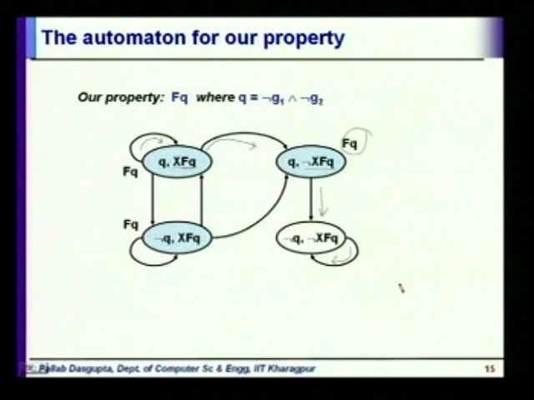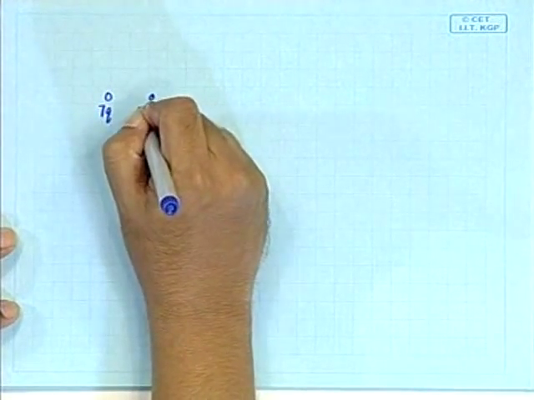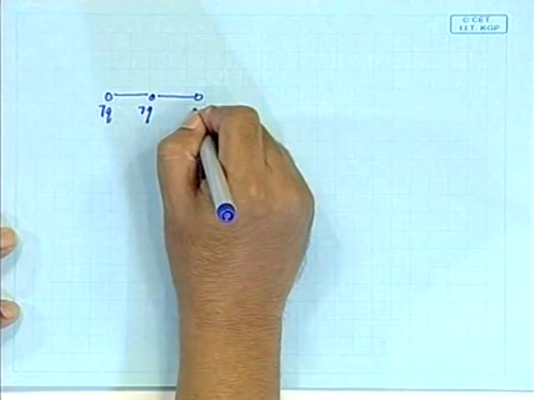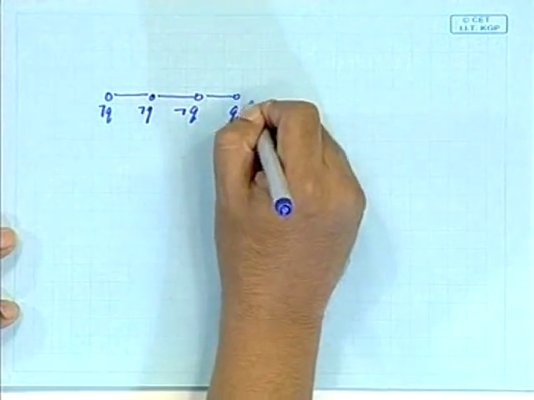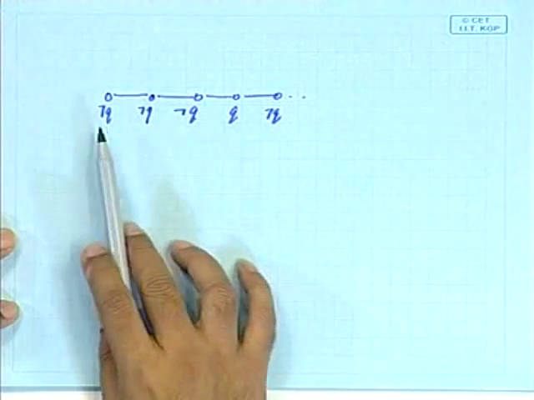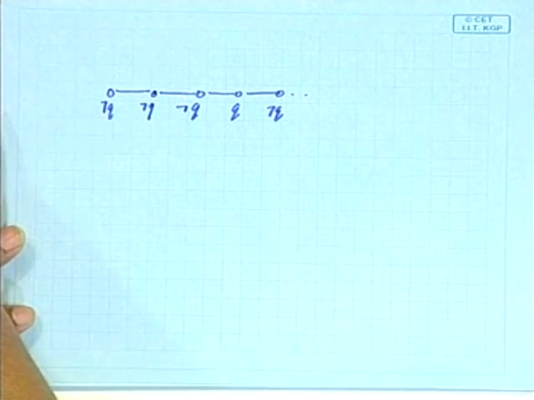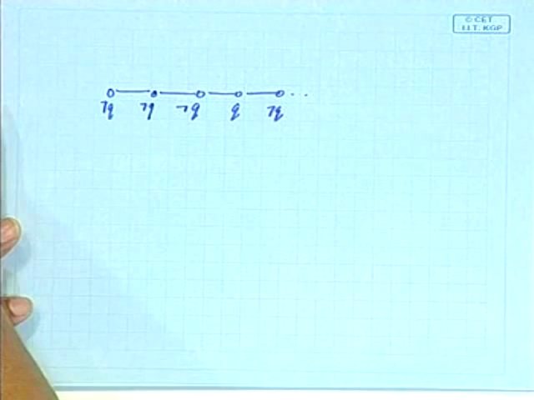Now let us see one thing: does this automaton contain all possible runs by which FQ is satisfied? So take any run in which FQ is satisfied. So, not Q, then not Q, then Q, then not Q, and so on. Now is this satisfied here? So we start from this start state.